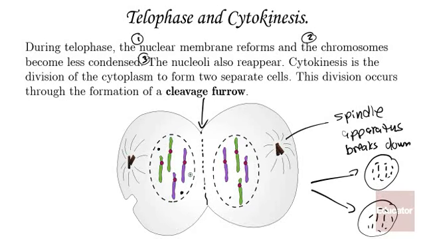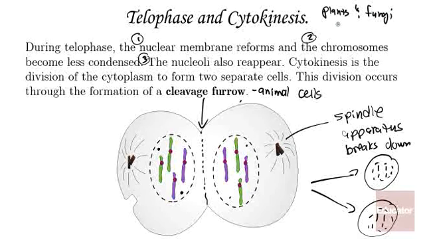Recall from a previous lecture discussing cytokinesis that formation of a cleavage furrow occurs in animal cells. It does not occur in plants and fungi. Plants and fungi have cell walls. Instead of forming this cleavage furrow, they form what's called a cell plate. The cell plate starts out as a coalescence of vesicles.